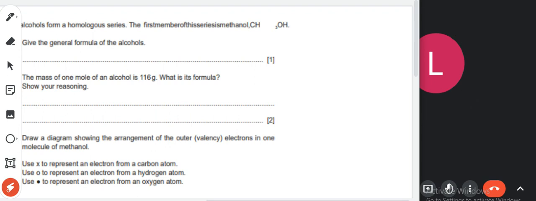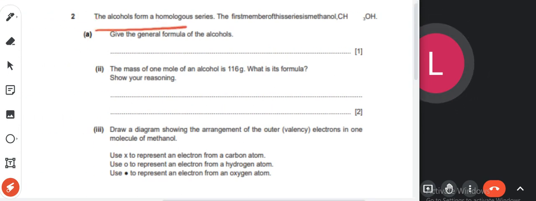Okay, then this question says the alcohols form a homologous series. The first member of this is methanol, which is this. Give the general formula of all alcohols. You can find it in the previous lesson, or in one of the earlier lessons we've had. The mass of 1 mole of the alcohol is 116. What is the formula? Of course, when you write down the mass equal to 116, you'll be able to calculate the formula.